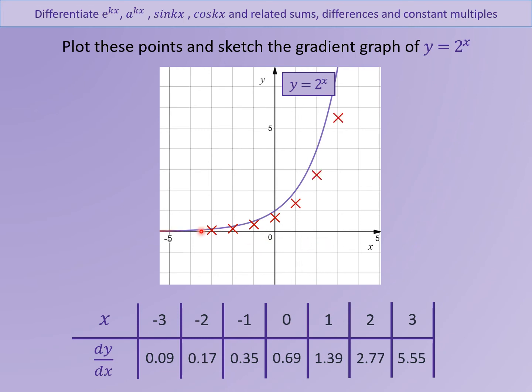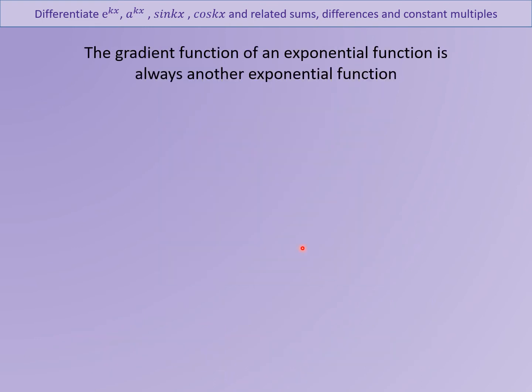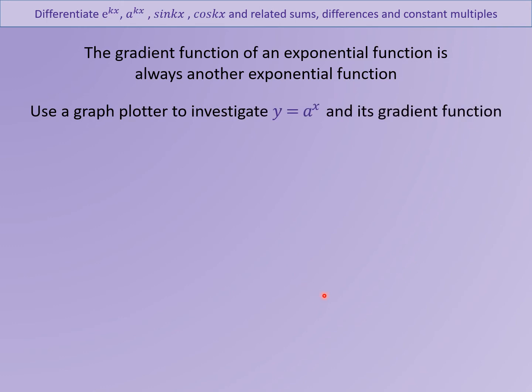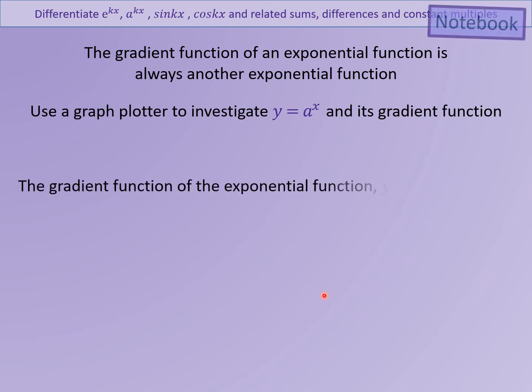So when I plot that, I've noticed that the gradient graph of y equals 2 to the x is also another exponential function. So an exponential function to start with, like y equals 2 to the x, its gradient function is another exponential function. What we're going to look at is how to actually show what the equation is of that. So what we're going to do, we're just going to look at the graph of y equals a to the power x. If you've got a graph plotter yourself, great, but if you don't, worry not, we can just go with this part of the explanation.